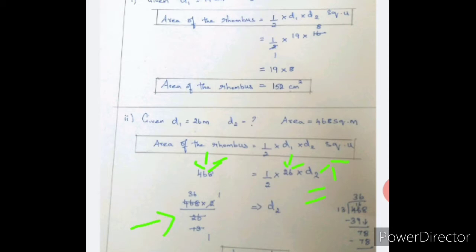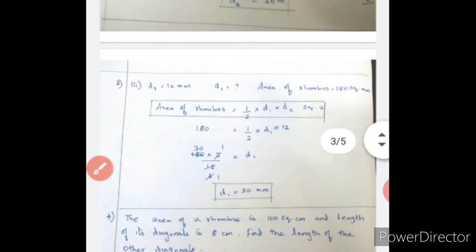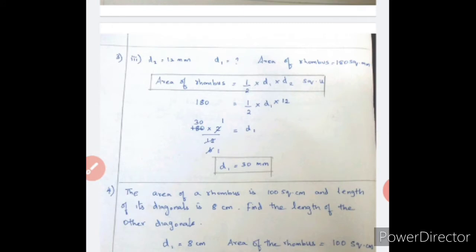So now try to cancel the given sum. First we will move to two tables. 2 ones are 26, it will come as 13 times. Now divide 468 by 13, so you will get 36. So your d2 is 36 meter. Likewise, you try to solve question number 3, subdivision 3. Here you are going to find d1.